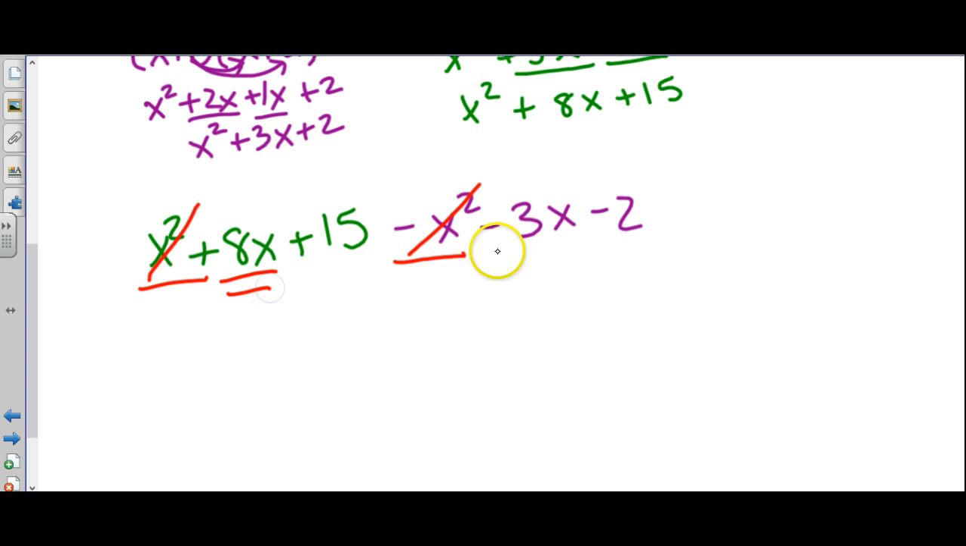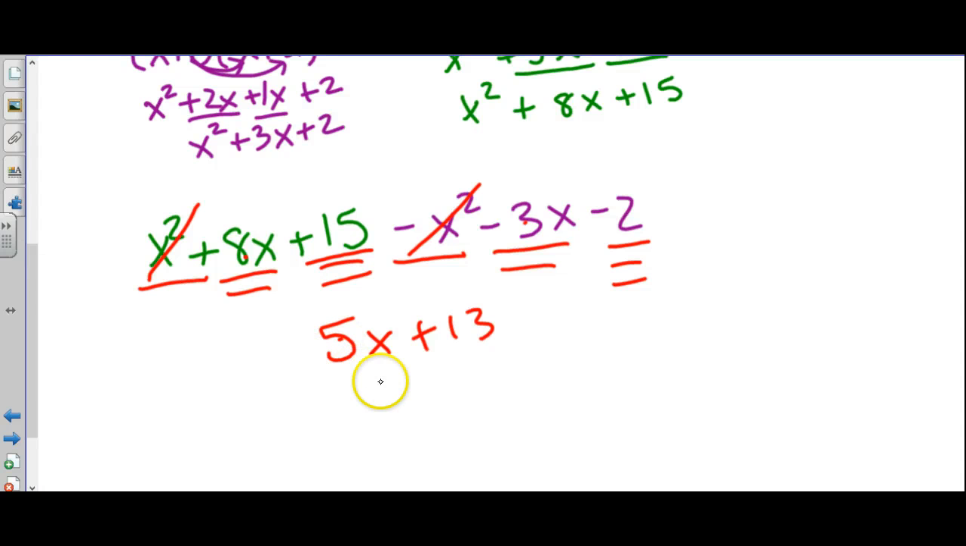We have an 8x minus a 3x. That gives us 5x, because 8 minus 3 is 5. And we have a 15 minus 2, which is a 13. So our final area of the shaded region would be this 5x plus 13. If they gave us an actual number for x, we could find the final number, but sometimes our answers are just expressions. We want the whole expression to mean the area.